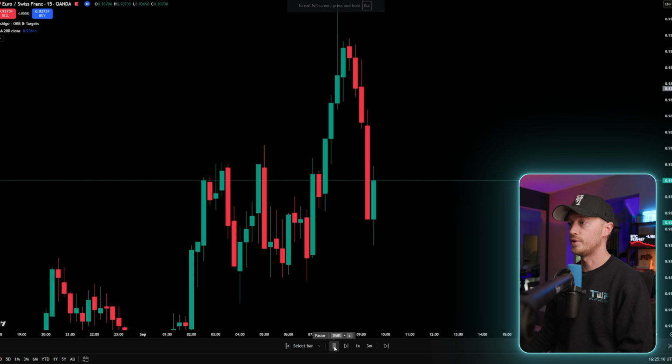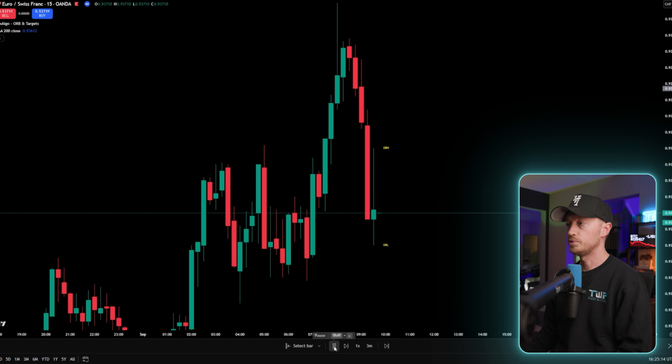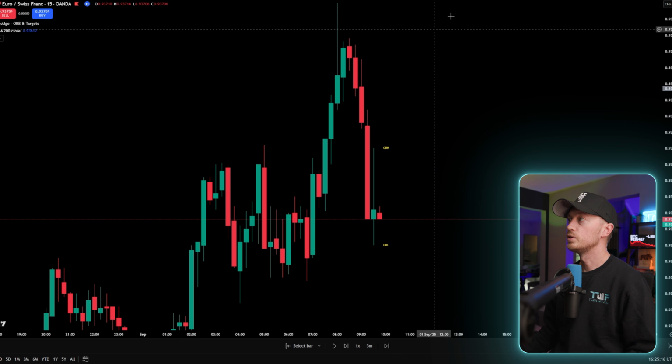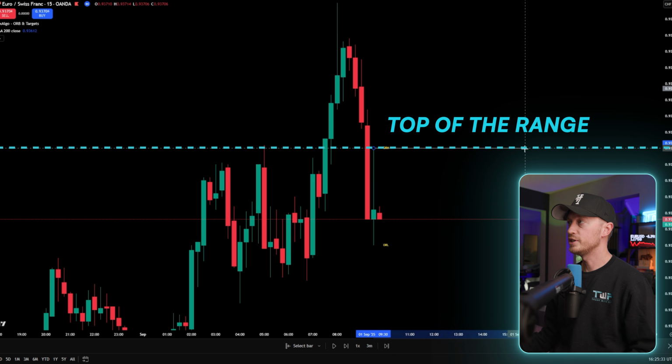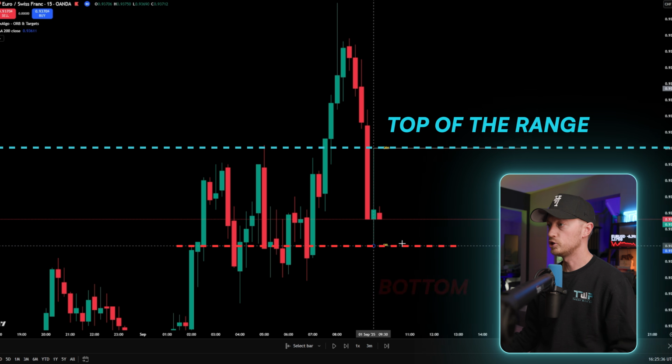You could see we have the candle right there, 9:30 a.m. Eastern. The price goes up, price goes down, and then it's finished. We mark the top of the range by this wick. We mark the bottom of the range by this wick.